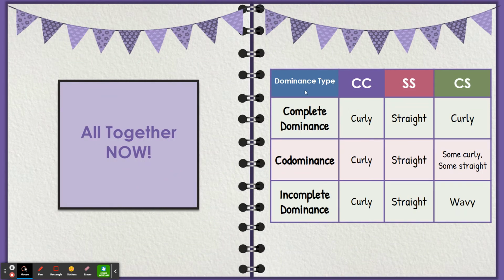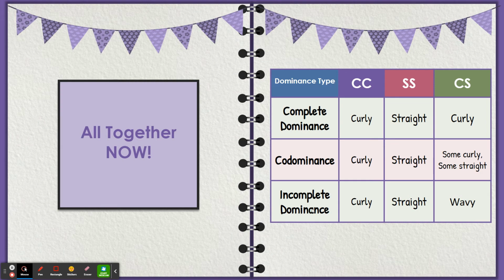So just as a reminder, for Mendel, he had complete dominance. So if we had curly and straight, he said curly was dominant over straight. So if you got one of each, you would be curly. For codominance, we have curly and straight, but the final outcome, if it's codominant and they're both dominant, we would see some parts curly and some parts straight. So, and both of them would have to be there.